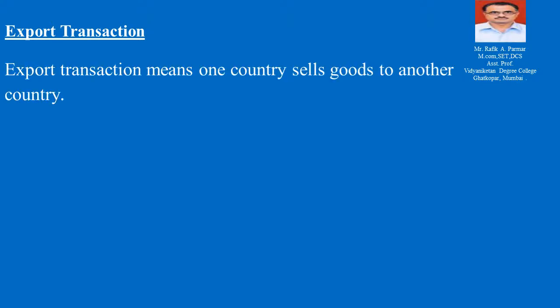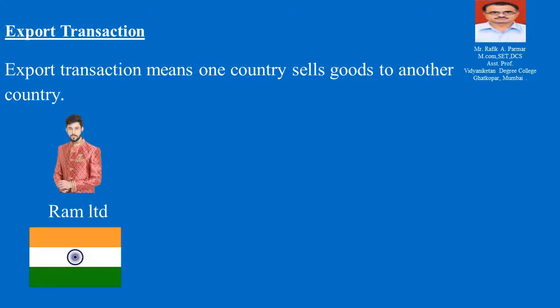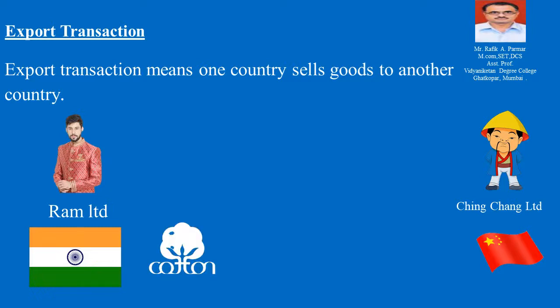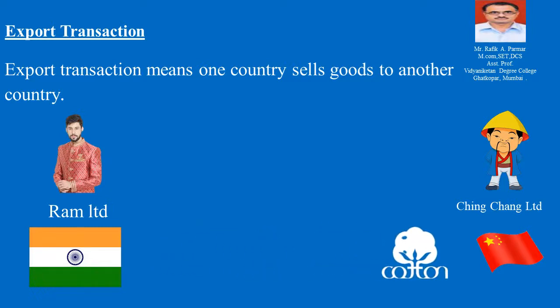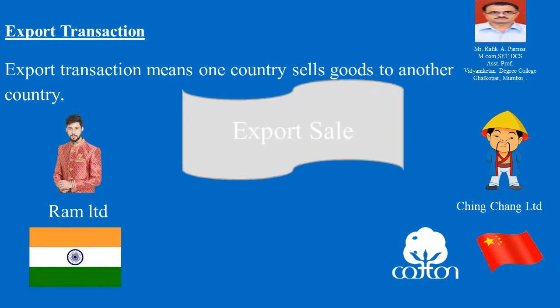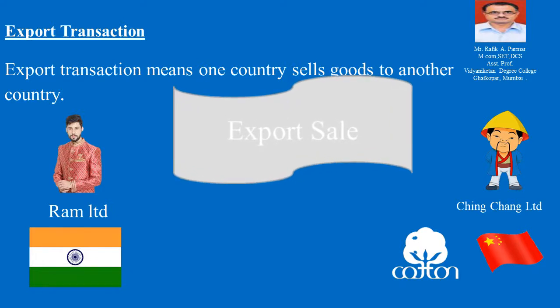Next is export transaction. Export transaction means one country sells goods to another country. Say RAM Limited from India, Qingchang Limited of China. Now this time RAM Limited from India is selling cotton to Qingchang Limited of China. So this transaction is called export sale. Now this is also a foreign currency transaction because here the currency involved is dollar.